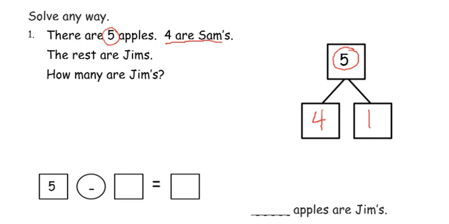the number bond. And to fill in my number sentence, I can see that, again, I started with 5. I took away some apples. We'll say that the apples we took away are Sam's, and that means the 4 would go here. Then we're left with 1 apple, and that tells me that 1 apple, so I'm going to cross off the S there, 1 apple is Jim's. And that's one way we could solve this problem.